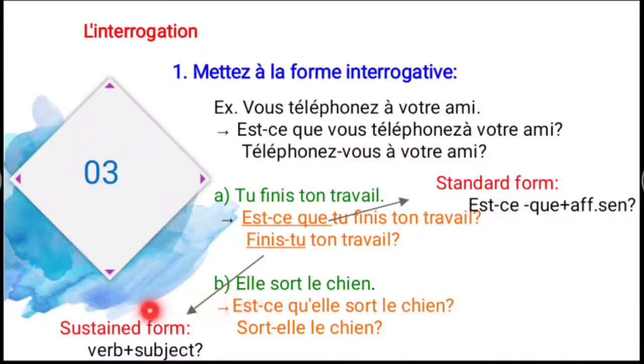Sustained form means what? That is the inversion method. So invert the subject and the verb. In this exercise we are going to use the two forms only. What are the two forms? Standard form and sustained form. So let us move to the exercise.